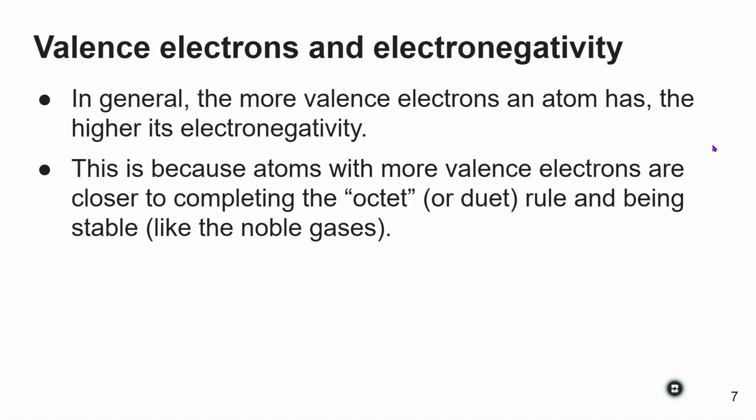So there's a connection between valence electrons and the electronegativity. In general, the more valence electrons that an atom has, the higher its electronegativity. This has to do with the fact that the atoms that have more valence electrons are closer to completing their octet or duet rule and being stable like the noble gases.